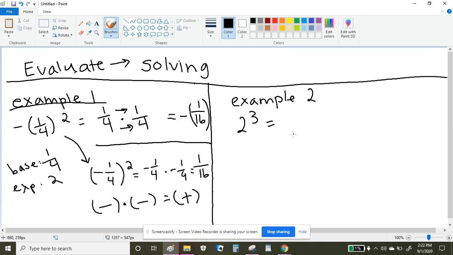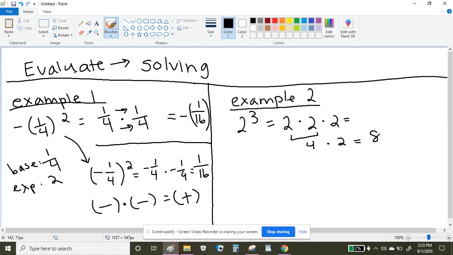Now, over here, we have 2 to the third. So this one's a little bit easier, a little more straightforward. So we're going to have 2 times itself. So this exponent tells us how many times it's being multiplied. So 1, 2, 3. And we're just going to multiply these numbers. So 2 times 2 is 4. And we still have this 2 left over. So 4 times 2 is 8. And that's your final answer. So that one was a little more straightforward.